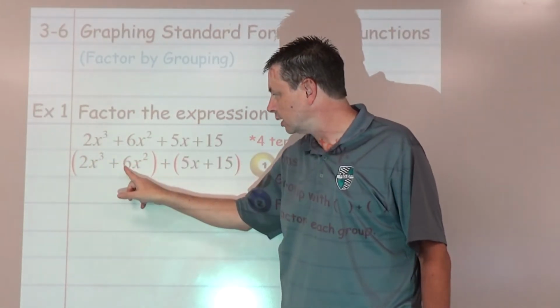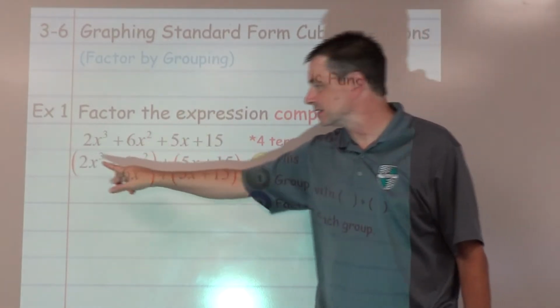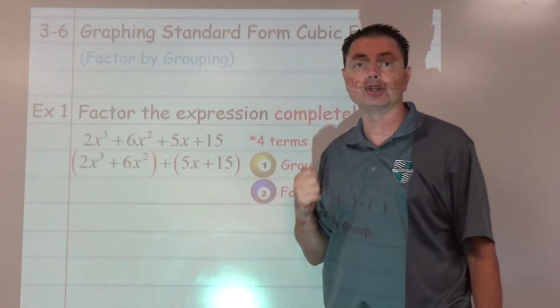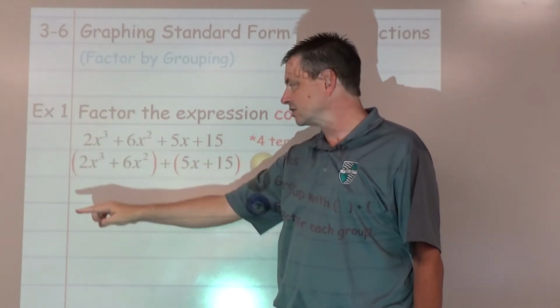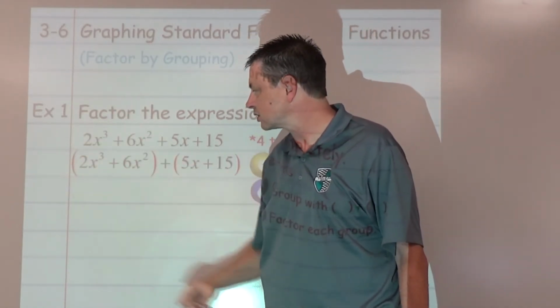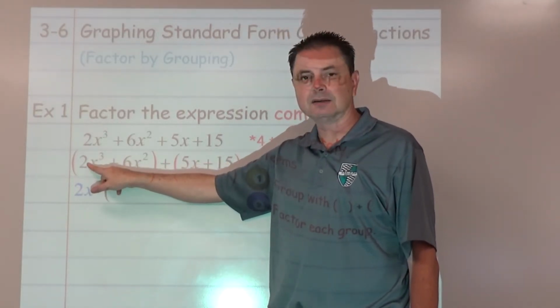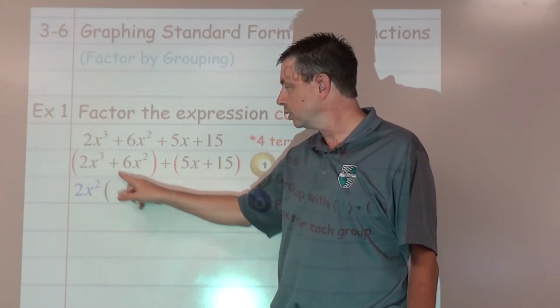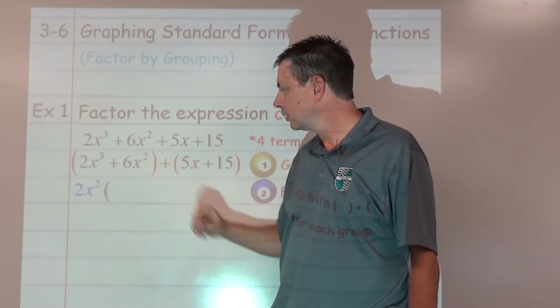They have a 2 in common, and both of them have at least 2 x's. This is x to the third, that's x squared. So our GCF for the first 2 is 2x squared. When we pull out a 2x squared, times what is that? x plus 2x squared times what is that? 3.